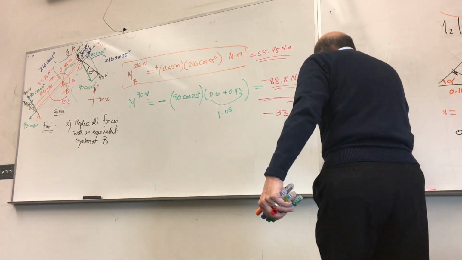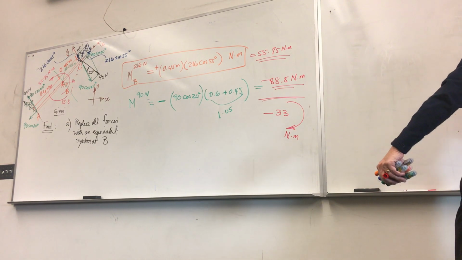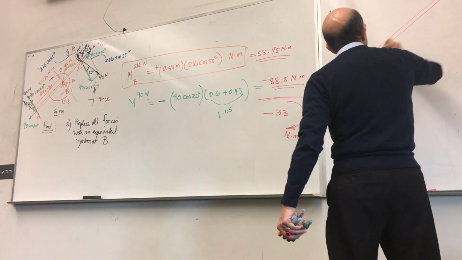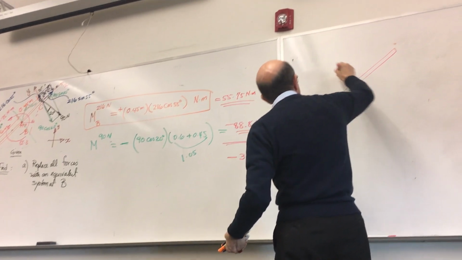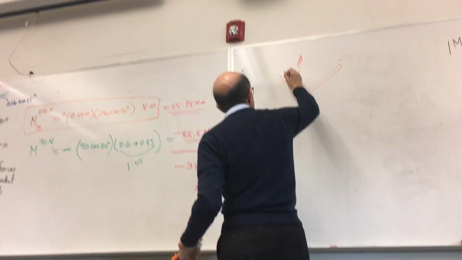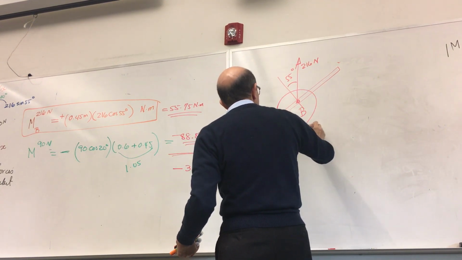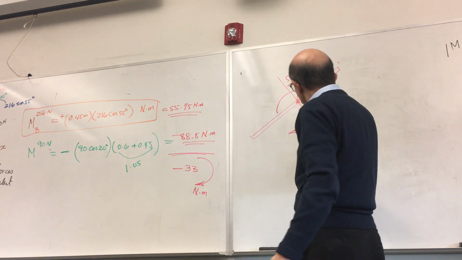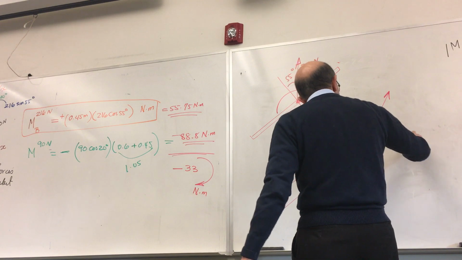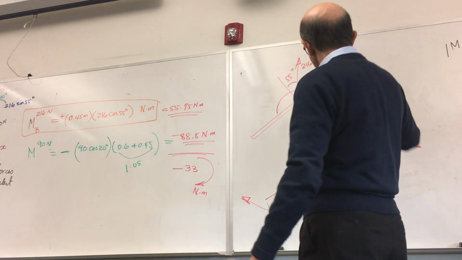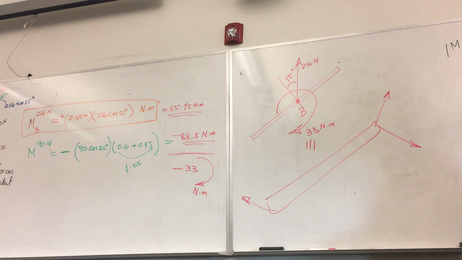So what that means then is I can simply move everything that I have and put it at point B. I have replaced the original system with this: 55 degrees, 216 Newton, and a moment of 33 Newton meter. This is equivalent to what I had here, which was this force and this force. These two systems would do exactly the same thing to this object. That's why we call them equivalent systems.